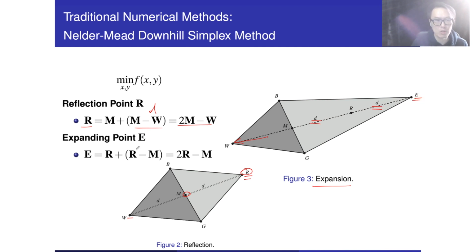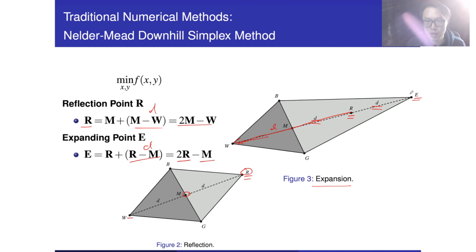So the expansion point right here: we already have R, and then R plus R minus M, that is this distance. Actually, this is the same as this distance. So we just simply add R minus M, that is D again. So we have 2R minus M, that is this point. Okay, now I have defined the refraction and expansion. These two movements are mainly to roll the triangle toward the local minimum.